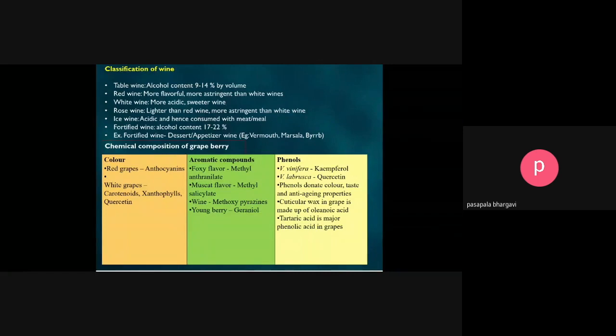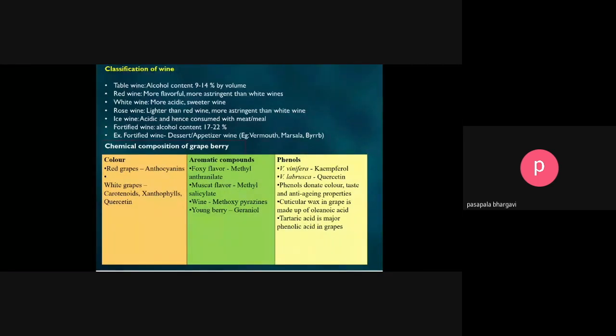And this is the chemical composition of the grape berry. Many times asked: red grapes contain anthocyanin, white grapes contain carotenoids, xanthophyll, and quercetin. These aromatic compounds are also important. Foxy flavor means methyl anthranilate. Muscat flavor means methyl salicylate. Wine means methoxypyrazine. Hen berry contains an aromatic compound called geraniol.